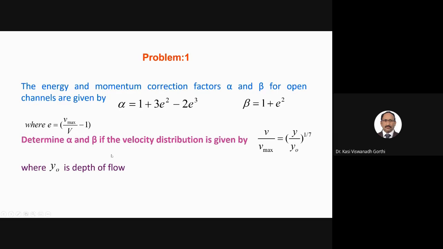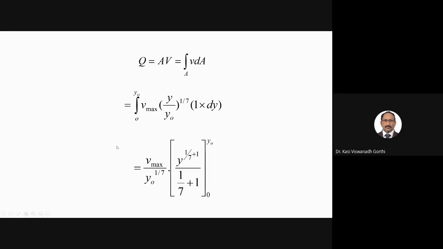Determine alpha and beta if the velocity distribution is given by v by Vmax equal to (y by y0) to the power 1 by 7, where y0 is the total depth of flow in the channel. Depth at any point is taken to be y in this problem. So for this velocity distribution, given the expressions for alpha and beta, you need to compute the values of alpha and beta.